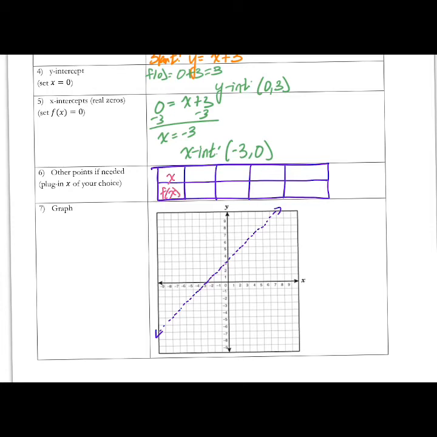So I have a hole. Where was my hole at? 5, 8. So 5, 8. I have a hole here. Okay. I have a y-intercept at 0, 3. I have an x-intercept at -3, 0. So I'm going to just pick a few points here. -4, which gives me -1, -2, which gives me 1, 1, which gives me 4. Let's see what that does. Gives me a point here. -2, 1 gives me a point here. 1, 4 gives me a point here.